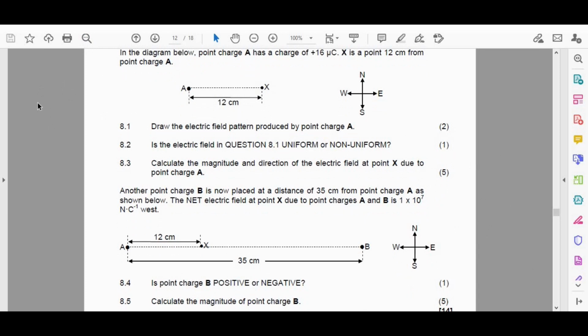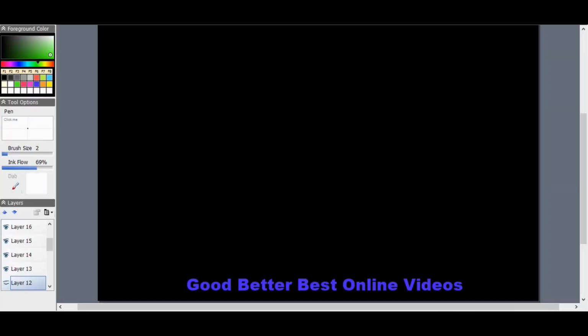Draw the electric field pattern produced by point A. With this one, we're just going to take 8.1 here, 2013 paper. Just draw the point charge there, and what that'll be is an up, down, across, basically diagonal lengths like that, almost, but more symmetrical, of course, with just arrows going out. I'm not going to color them all in. That'll take too much time.